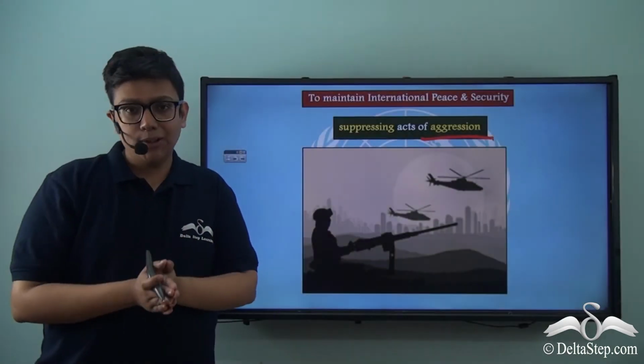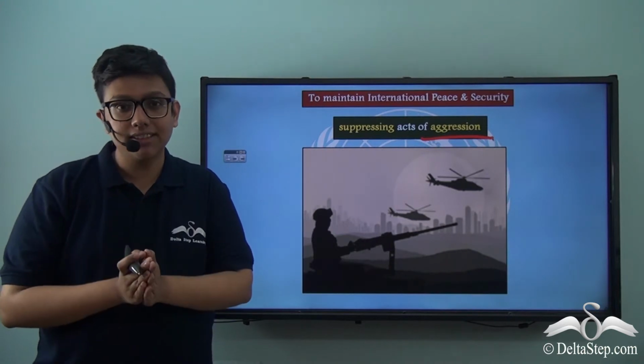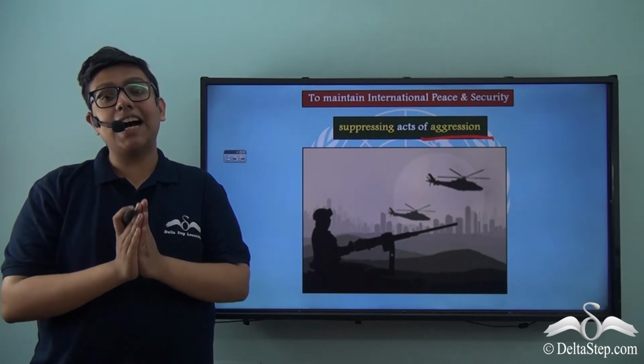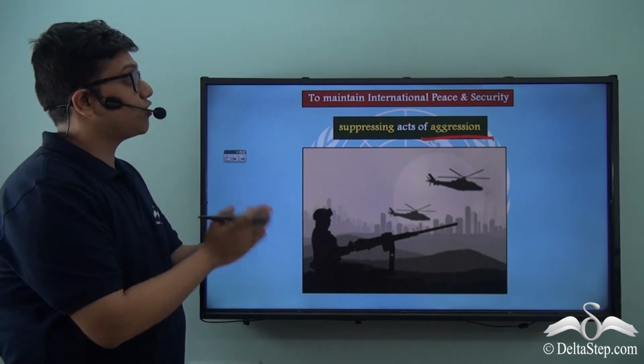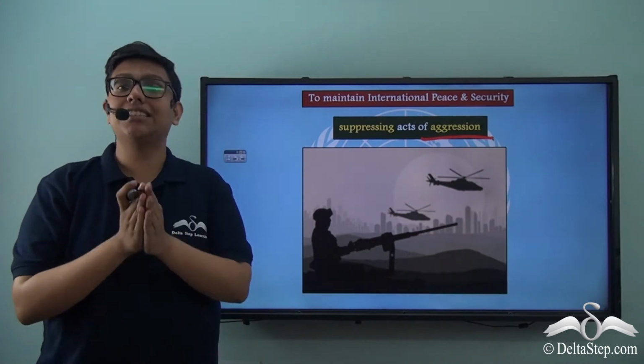Now, the peacekeeping troops are like the army of the United Nations, made up of armed forces of all the nations who are the members of the UN, and which acts as an army for the world, but only aims to establish international peace. So it goes on to suppress such acts of aggression, so peace is established and maintained.